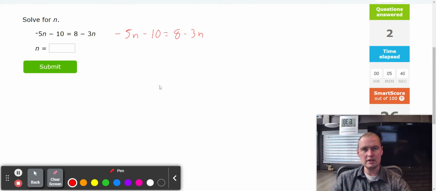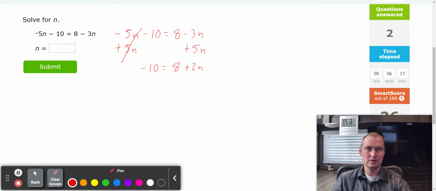All right. So here, let's try to put the n's on the right side and the numbers on the left. Just pick a side, and I'm going to add 5n to the left side, and we're going to add 5n to the right side. The key here is whatever I do to the left side, I got to do to the right side. So the 5n's cancel out. Negative 10 comes down equals 8. Negative 3n plus 5n is positive 2n. Okay, now we're back to a two-step equation, so this is really nice.